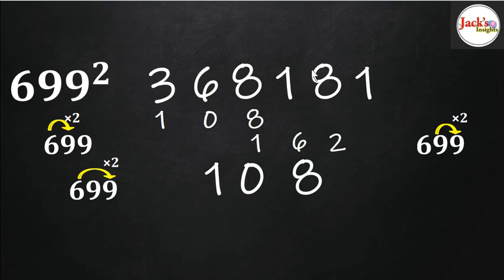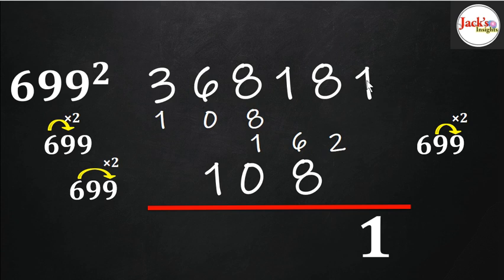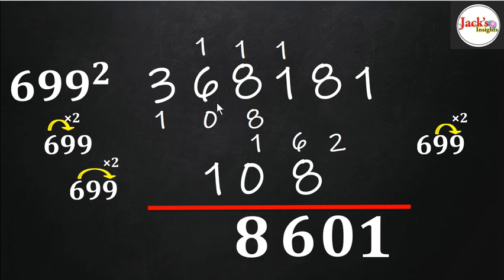So we have 1, 8 and 1. So muna iyang position dira. Then get the sum. So bring down 1, 8 and 2, that is 10. So 0 carry 1. 1 plus 1 plus 6 is 8, plus 8, that is 16, carry 1. 1 plus 8 is 9, plus 9, that is 18. 8 carry 1. So 1 plus 6, 7 plus 1, that is 8 also. And 3 plus 1, that is 4. So we have the square of 699.